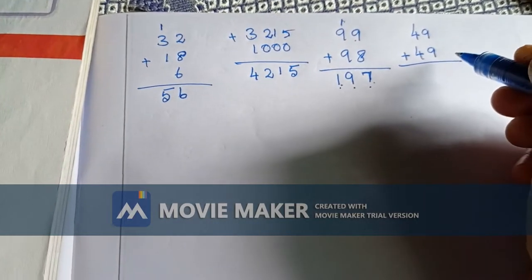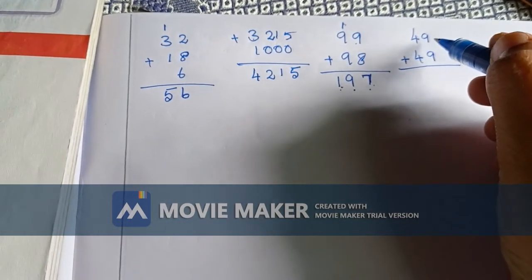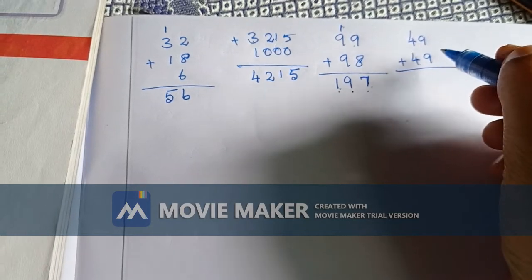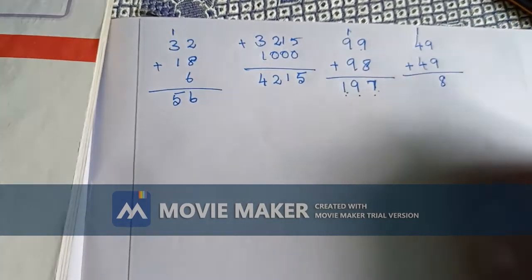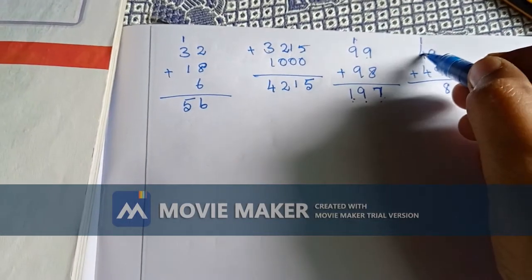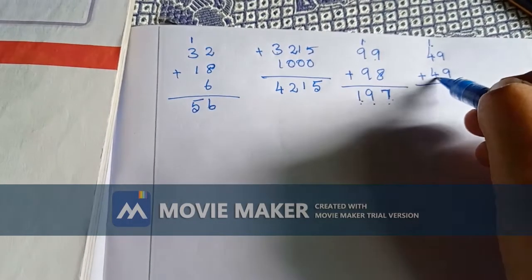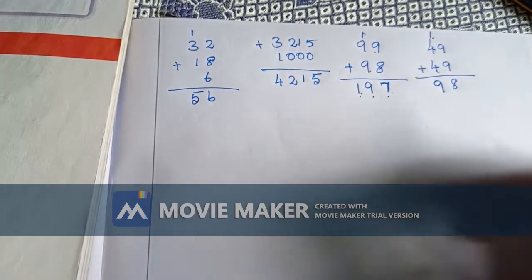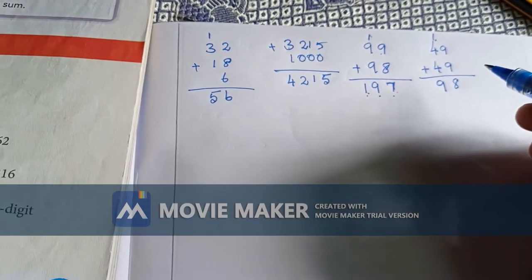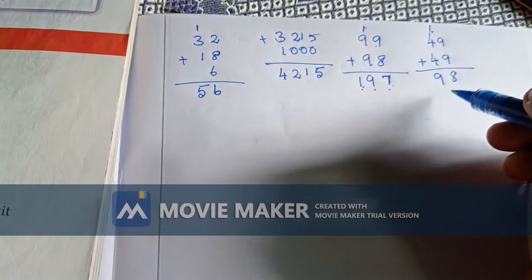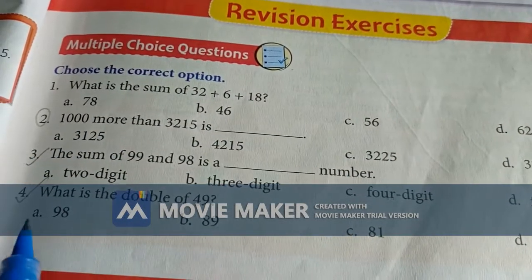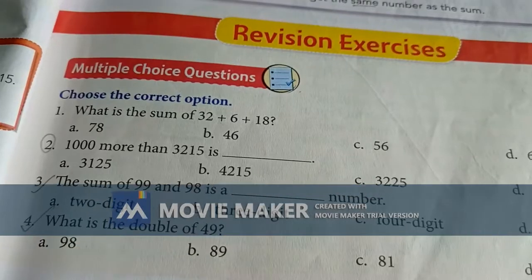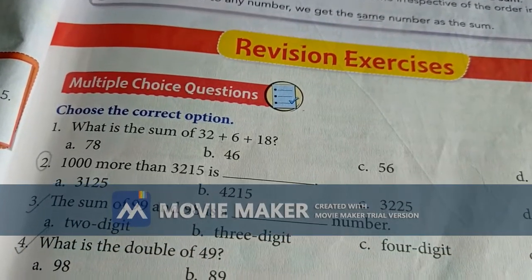Now first we have to add the values in the ones place. So 9 plus 9 gives us 18. So write 8 to this ones place and carry over 1 to this tens place. Now 4 plus 1, 5. 5 plus 4, 9. 98. So the double of 49 is 98. Option A is the correct answer.